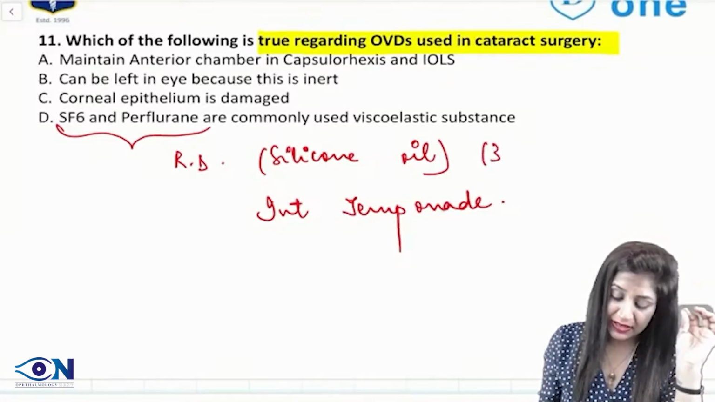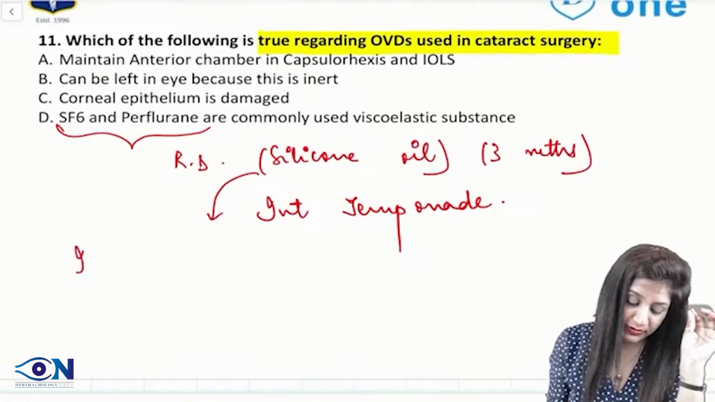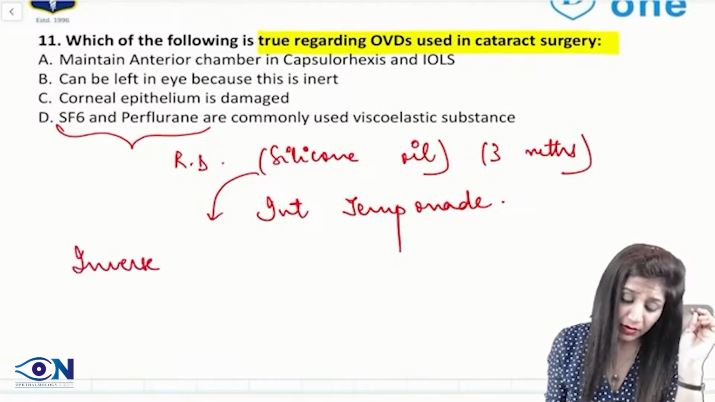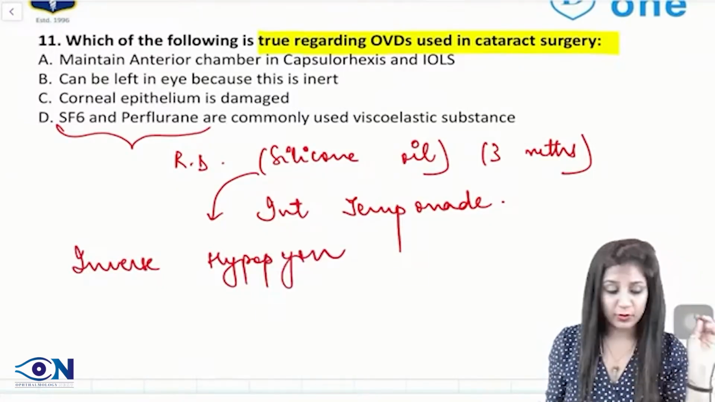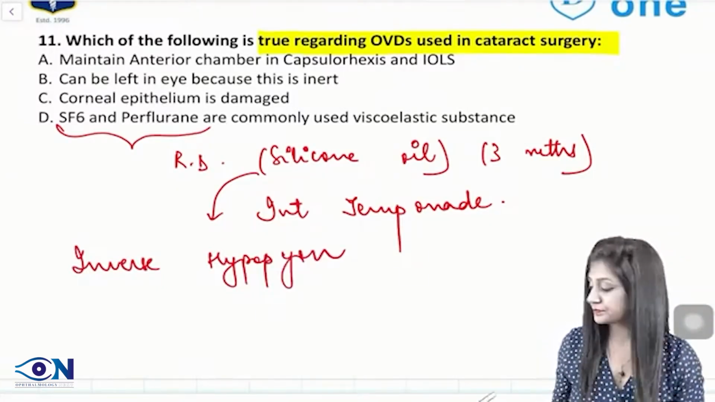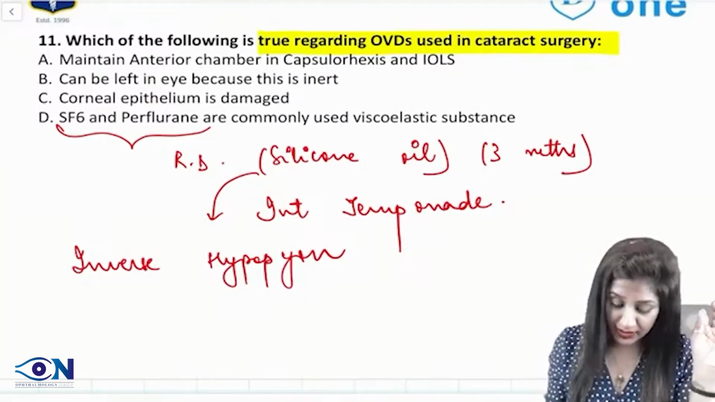And these are given for 3 months, and even the silicone oil can cause the inverse hypopyon. So definitely we know that this is not the answer.